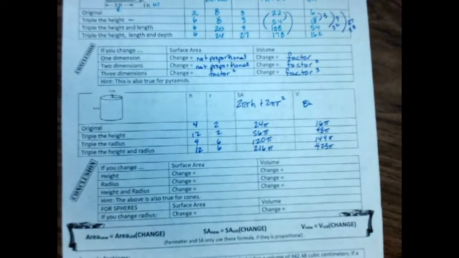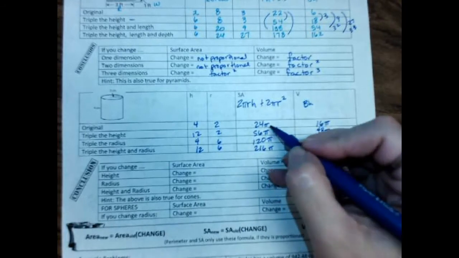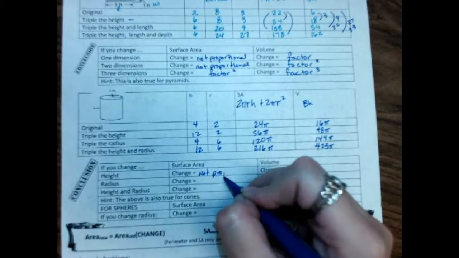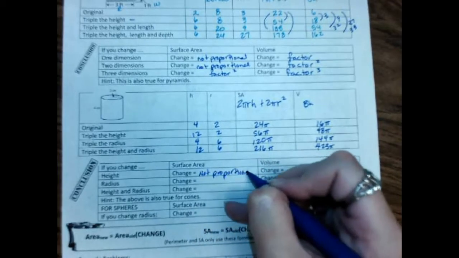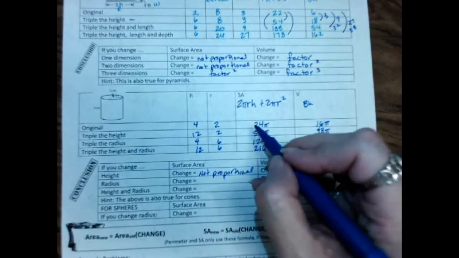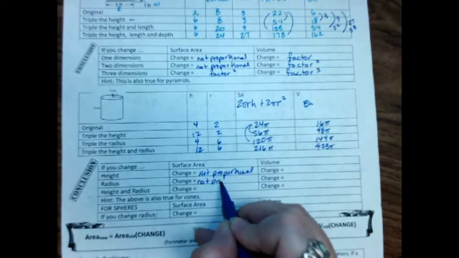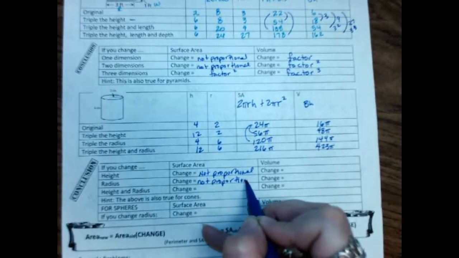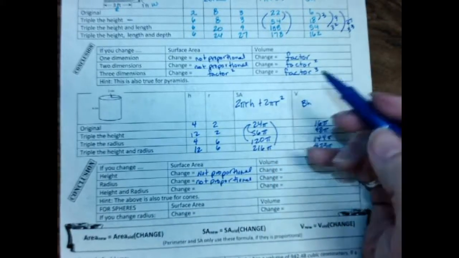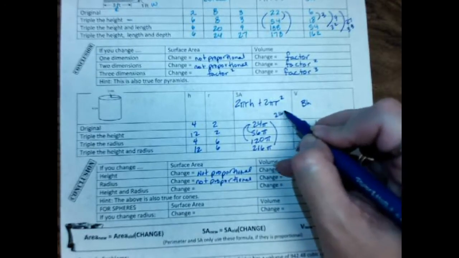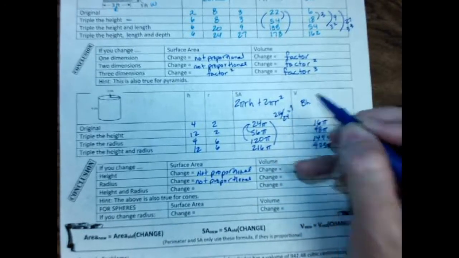Once we have these filled in, now we need to just figure out, is there a relationship? 24 and 56? There's no relationship there because that's not proportional. And the same thing with 24 and 120. These are not an even factor. But what about 24 and 216? 216 divided by 24 gives us 9. So that's the factor squared.